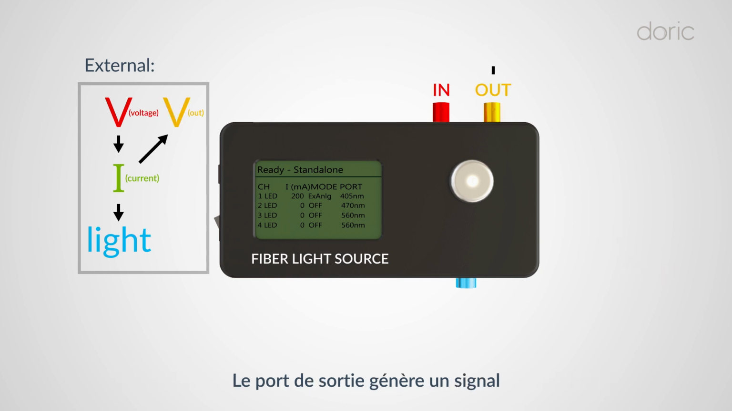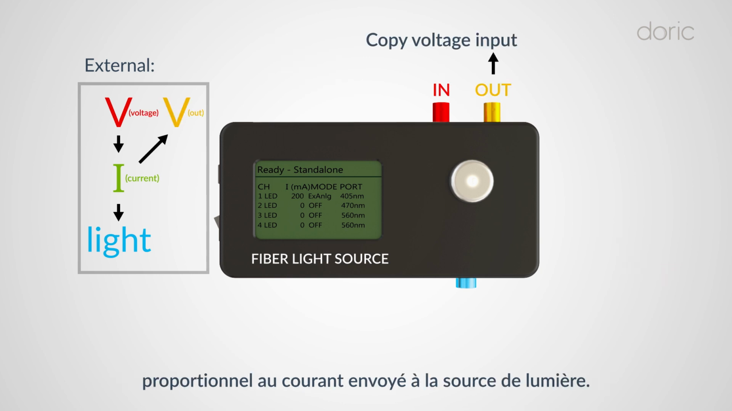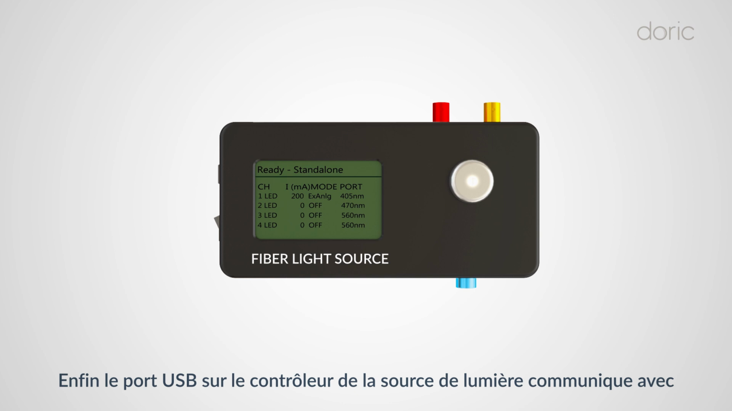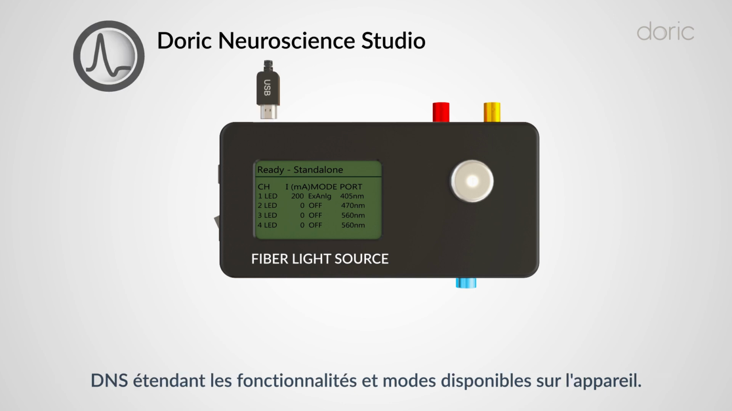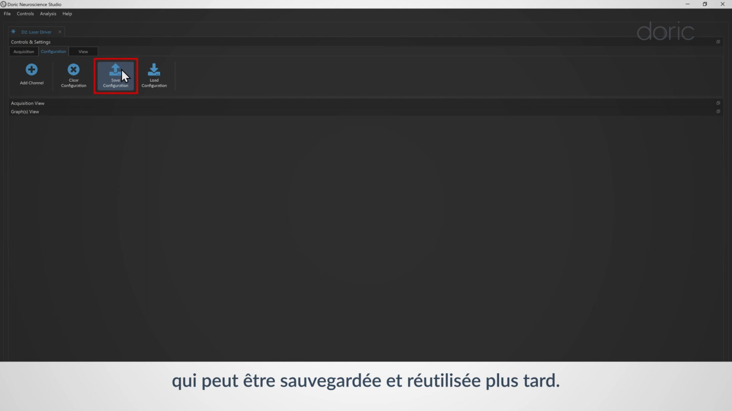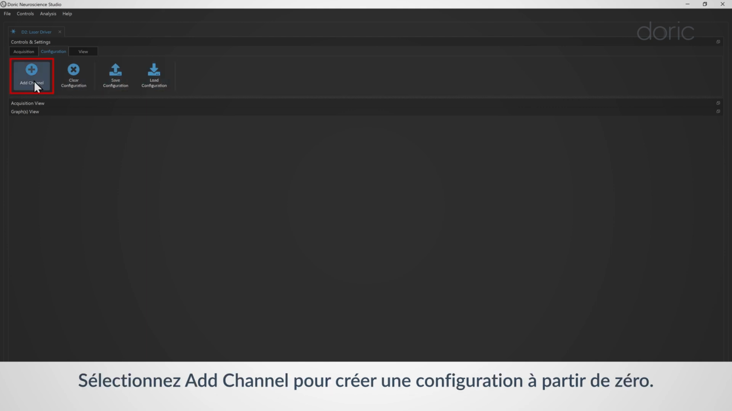Next, the output port generates a signal proportional to the current sent to the light source. Thus, both the input and output ports can be used to synchronize the light source during experiments. Finally, the USB port on the light source driver communicates with Doric Neuroscience Studio, expanding the available features and modes of the device. Once we open the software, we can create a configuration that can be saved and then reloaded later on. Select Add Channel to create a configuration from scratch.